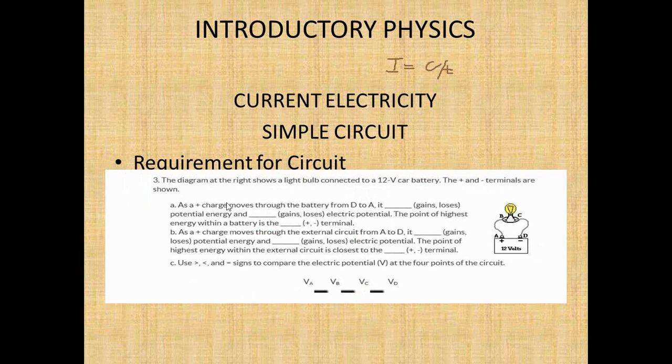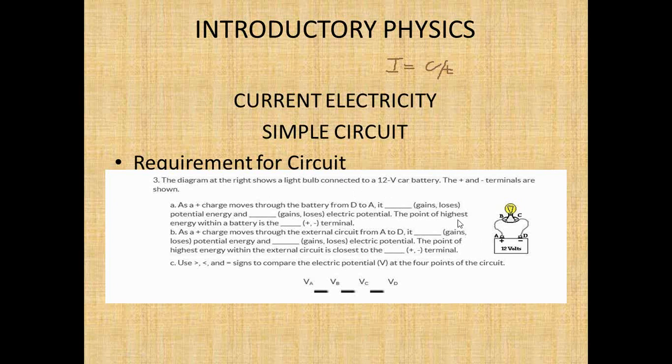Okay, so as a charge moves through the battery from D to A, does it gain or lose potential energy? Remember what we said. It's going to gain potential energy. You're moving the charge from the low potential terminal to the high potential terminal. All you're doing is giving it potential energy. Once you give it the potential energy, then that potential energy is going to move through the circuit as electric energy. It is similar to the water park. When you raise the water to the top of the slide, you're giving it potential energy. This is the same thing.